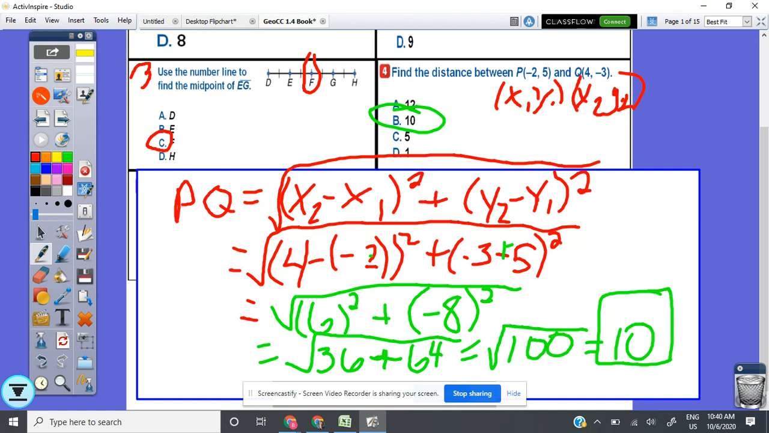Carlia, in that case, it's the square root of 100 because that's what 36 and 64 add to. Again, if it added together equal 91, there's no perfect square root for 91, so we would just leave it the square root of 91.